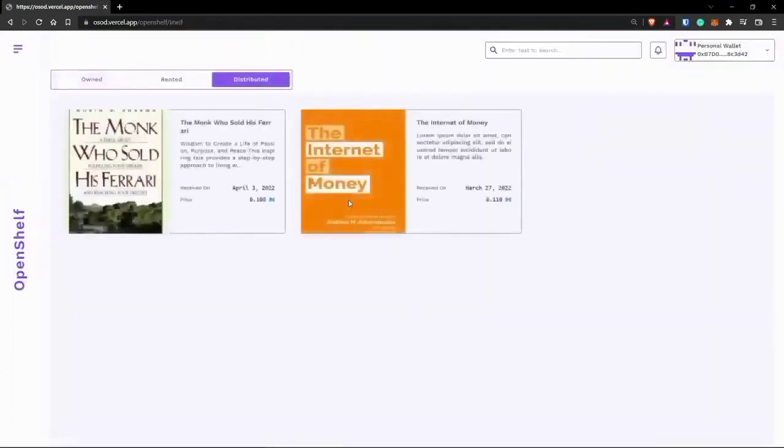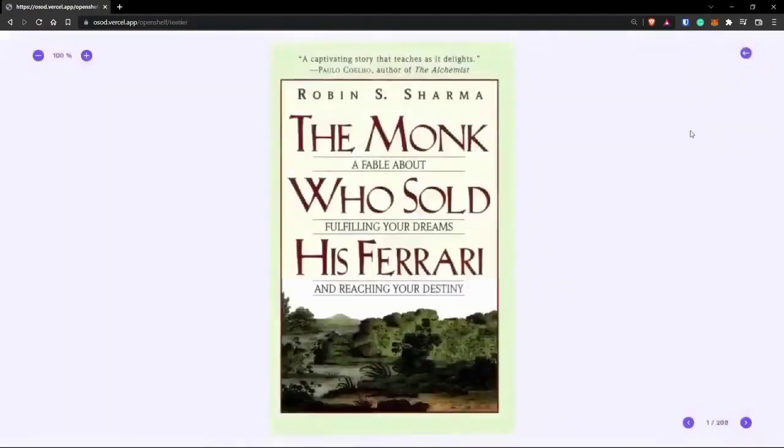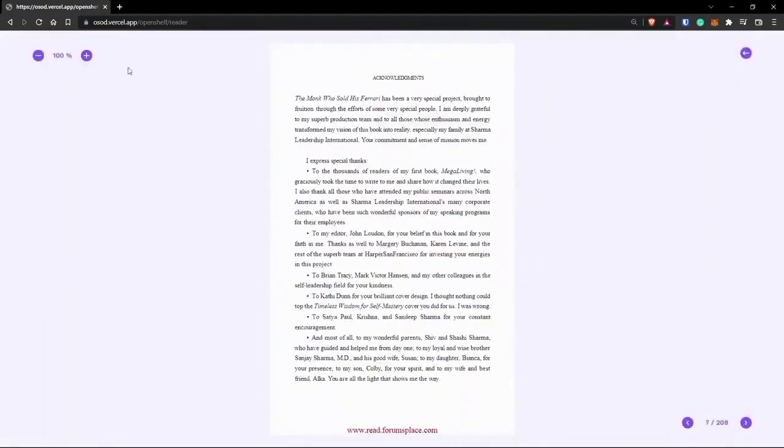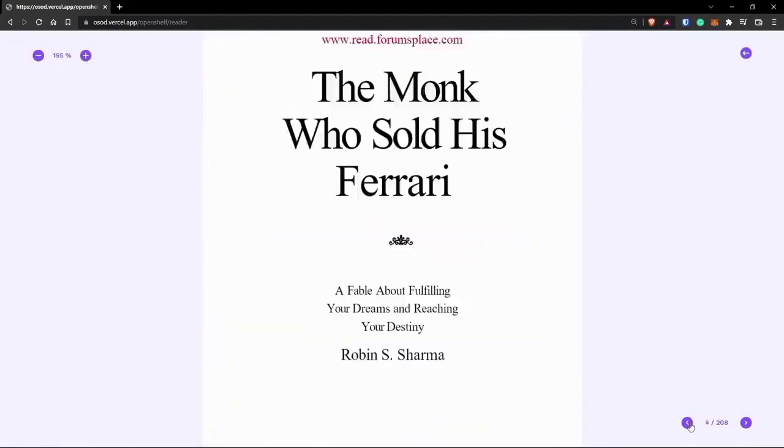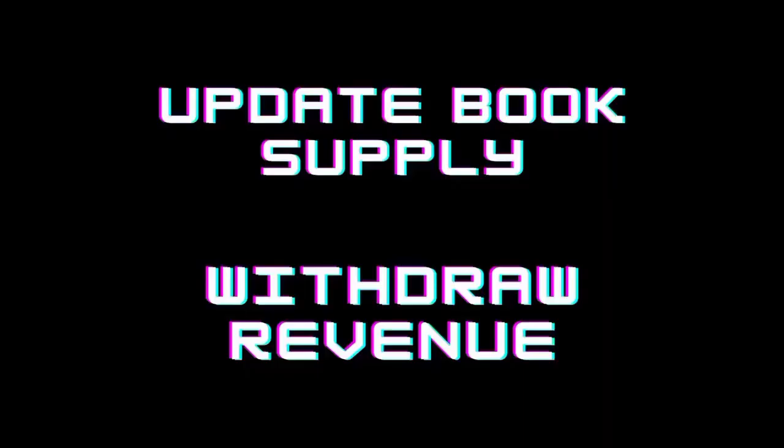So this book is being distributed by the author. This book cannot be traded, sold or put on rent by the reader. It can only be read and cannot be traded like this. As we discussed earlier, the author has full control over the book's market supply. So let's see how this can take place.